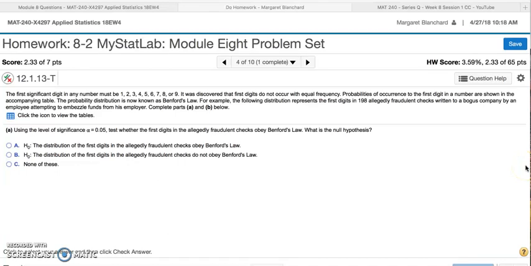Module 8, problem number 4. The first significant digit in any number must be 1, 2, 3, 4, 5, 6, 7, 8, or 9. Basically, that's saying for 10, your first significant digit would be 1. For 363, your first significant digit would be 3.